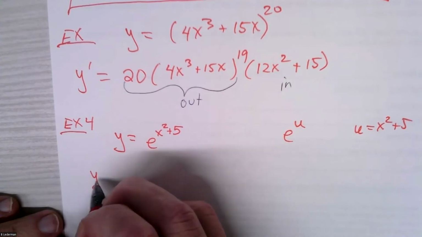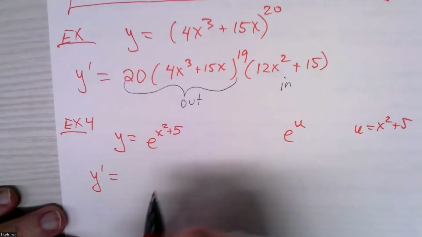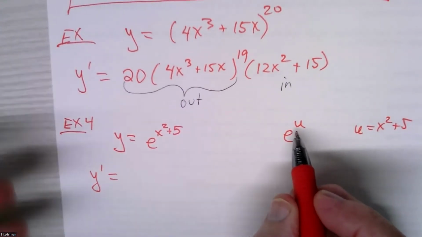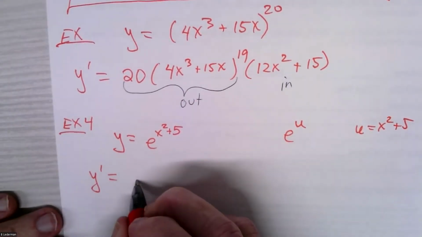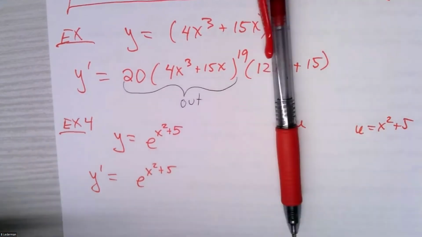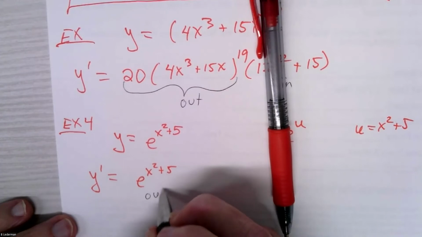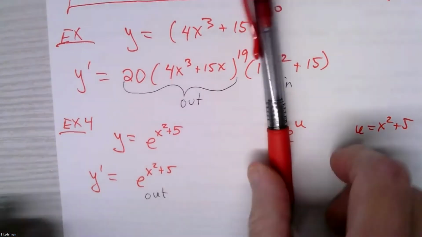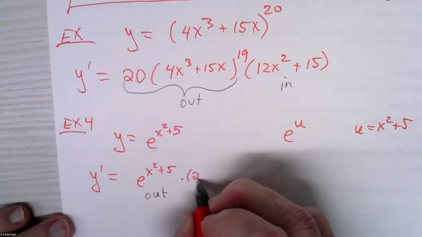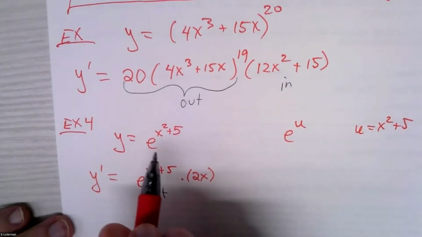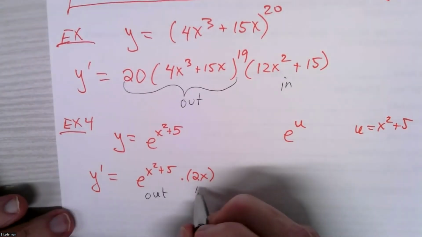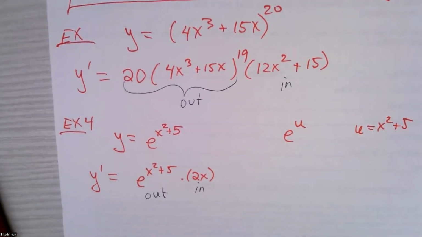So y prime, first I take the outer derivative. Now the derivative of e to a power is just the same e to the power. So it's e to the x squared plus 5. That is the outer derivative, times the inner derivative, which is 2x, because the derivative of x squared plus 5 is 2x. So I'm outer, inner, and power. We're done. That is beautiful.